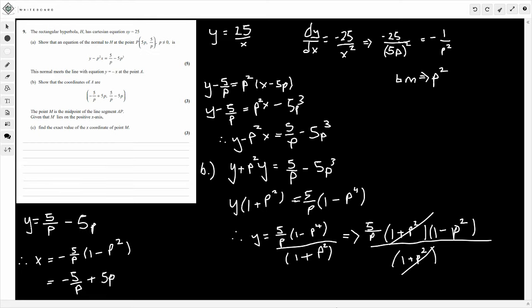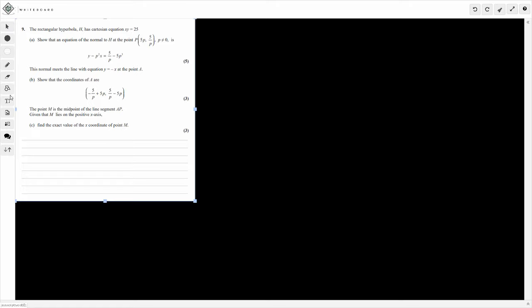So let's move on to part C. For part C, we need to work out the exact value of the x coordinate at point M. So M is the midpoint of the line segment AP. So we need to work out the coordinates first of all, so the coordinates of M in terms of P. So what's that going to be?